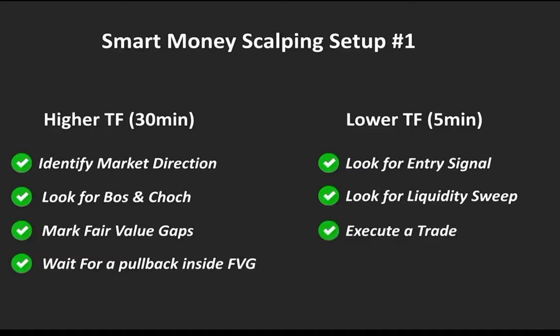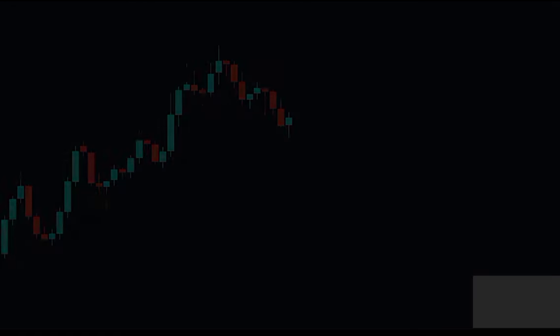This strategy works because it combines 3 important ideas. It helps us trade with the trend, take entries from strong supply and demand zones, and use lower time frame setups for extra confirmation. Now let me show you how it works on the price chart.